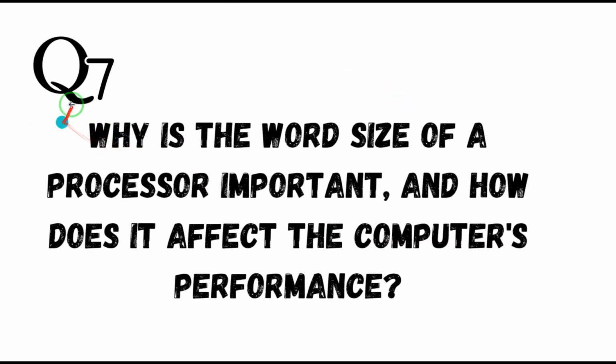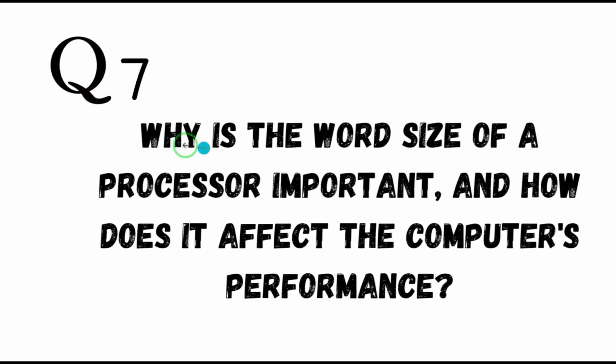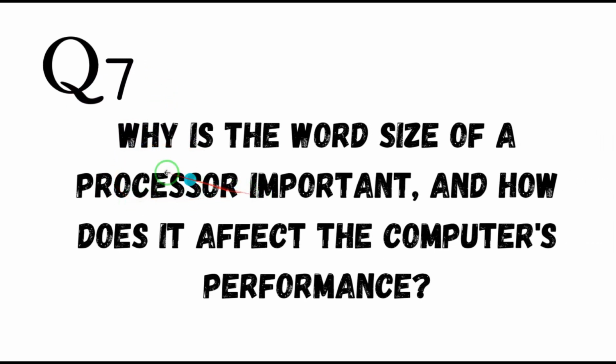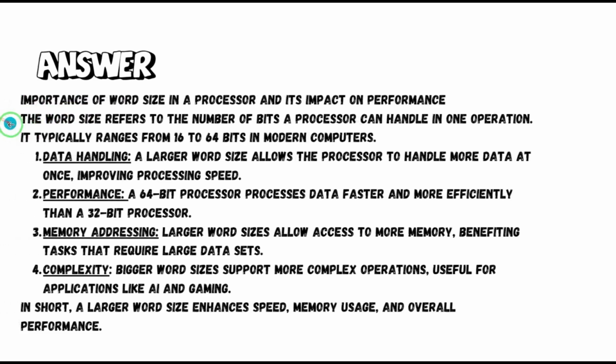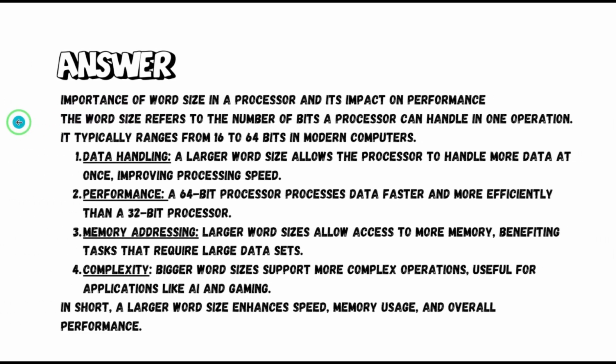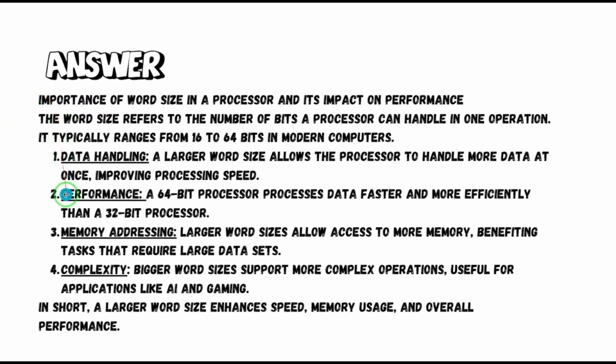Question number 7 is, why is the word size of a processor important, and how does it affect the computer's performance? This is the answer. You can write it. So there are 4 headings: data handling, performance, memory addressing, and complexity. Take the screenshot of this question.